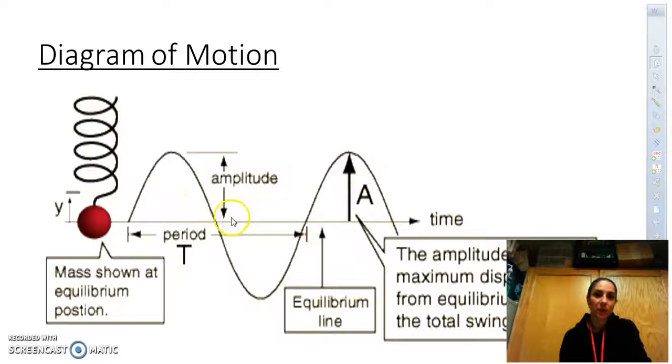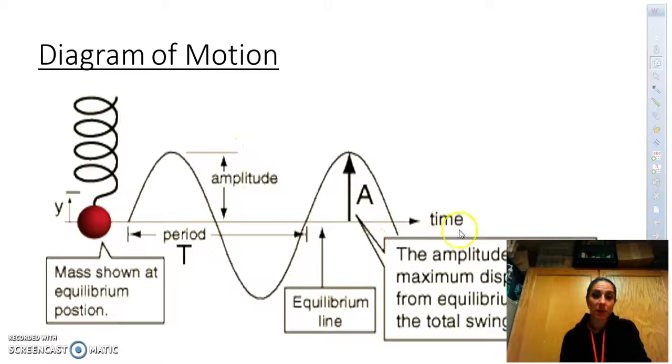Now, the furthest that the spring moves is called the amplitude, labeled by a capital A, and you'll see this in our calculations. So that's how far the spring goes back. Unless otherwise specified, we usually refer to the maximum. So this is the furthest that it goes back, the amplitude right there.